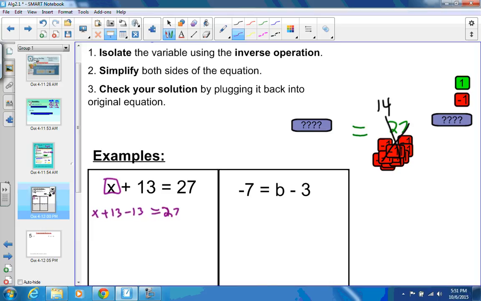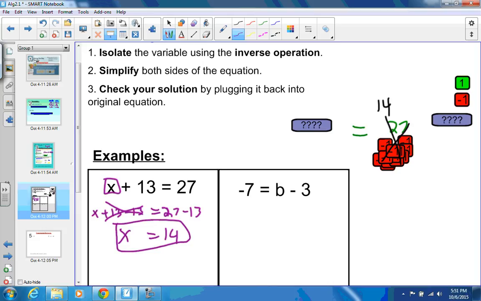Do the 27 minus 13. This positive 13, this negative 13, again, cancel out. That's just 0. So you just have x left over here. And then 27 minus 13 is 14. So either way, with the blocks, going underneath it, or going next to it, you all get x equals 14.